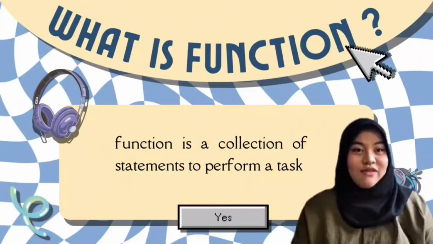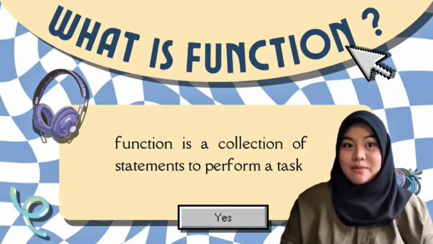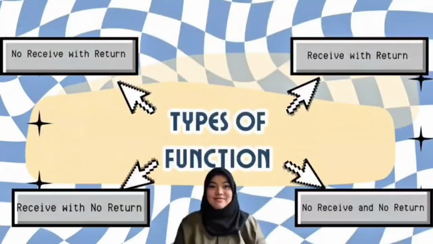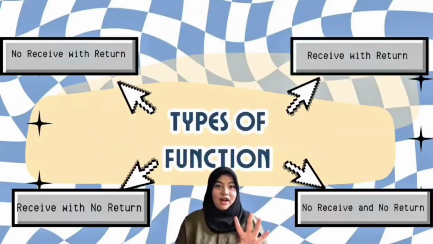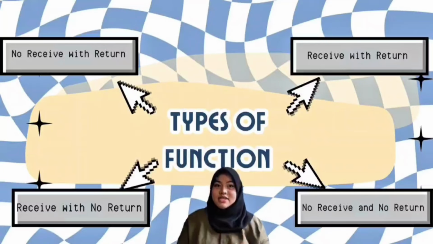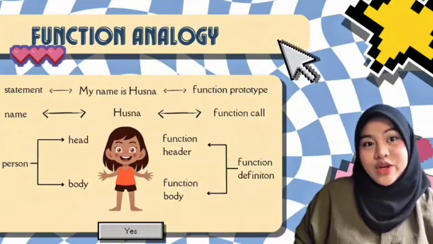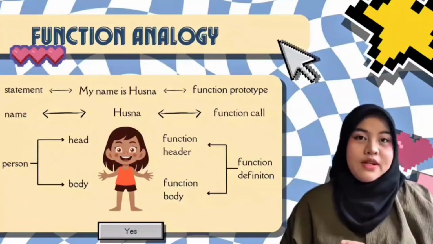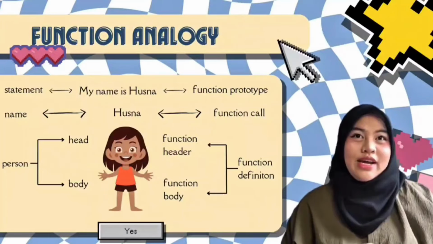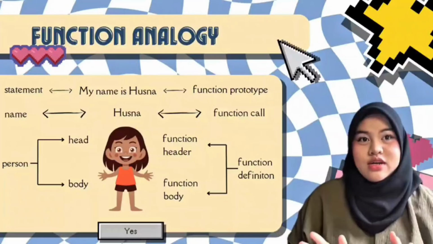What is a function? A function is a collection of statements to perform a task. Functions have four types: no receive with return, receive with return, receive with no return, and no receive with no return. A function analogy we can use, for example, is a statement like "My name is Husna."